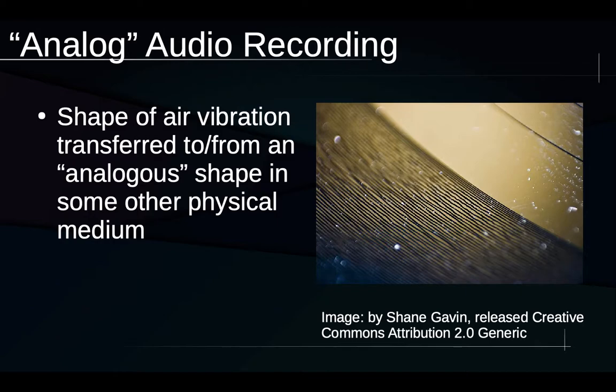All of these analog audio recording formats work by transferring the shape of a vibration in the air into an analogous shape in some physical medium. If we look over here on the right at this close-up of a vinyl record, we can see that there are these grooves in the record, and what happens is, oversimplifying a little bit, the needle of the record player goes through that groove, and it's able to then transfer the shape of that groove back to the shape of, at first, vibrating electricity, and then later to vibrating air again.